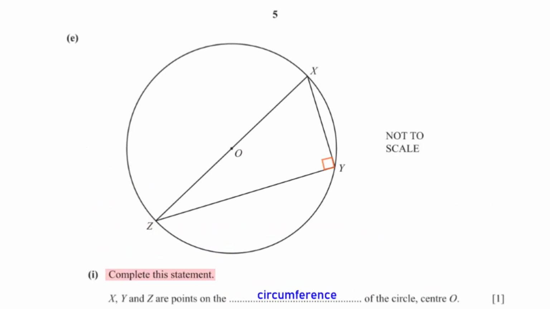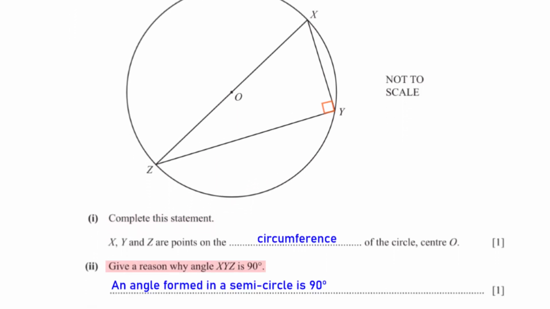Complete this statement. X, Y, and Z are points on the circumference of the circle center O. Give a reason why angle XYZ is 90 degrees. This is because an angle formed in a semicircle is 90 degrees.